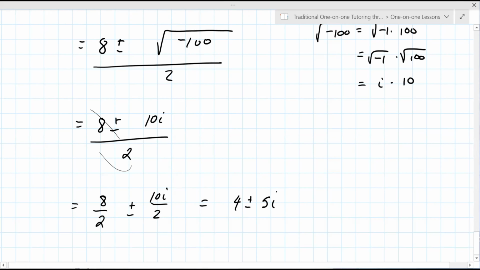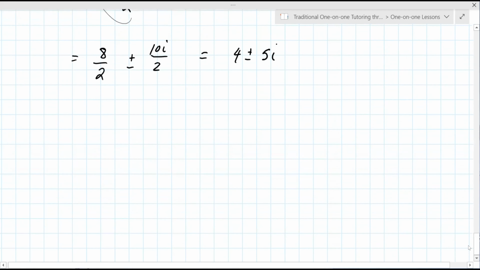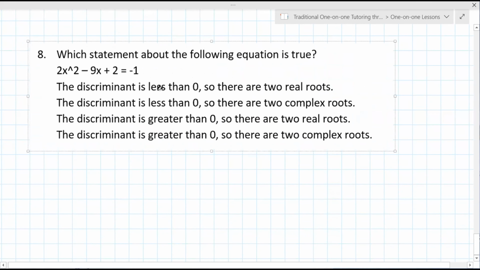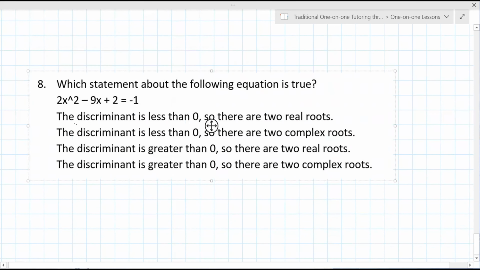Okay, so let's move on to number 8. The wonderful "which of the following?" This is your state test exam, standardized test exam stuff. Yeah. The answers lead you to know what to do. So they all say the discriminant.